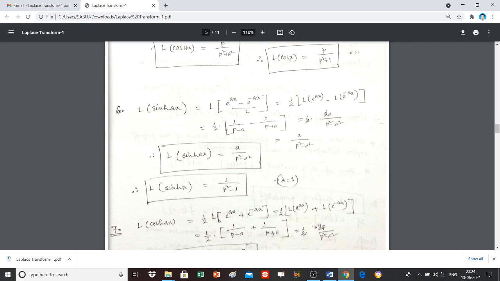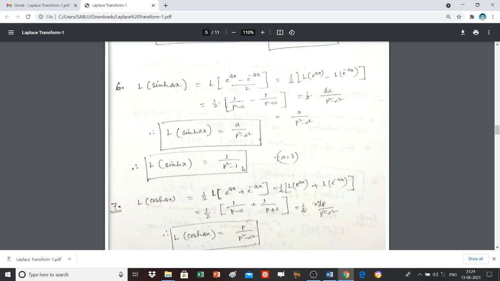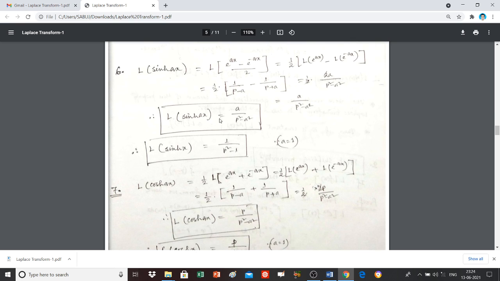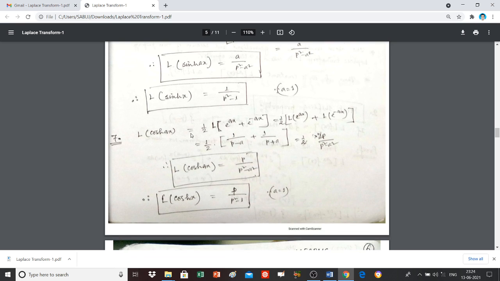Now you use a is equal to 1 in this expression, that will provide you Laplace transform of sine hyperbolic x, that is equal to 1 by p square minus 1. So this can also be calculated using this relation.